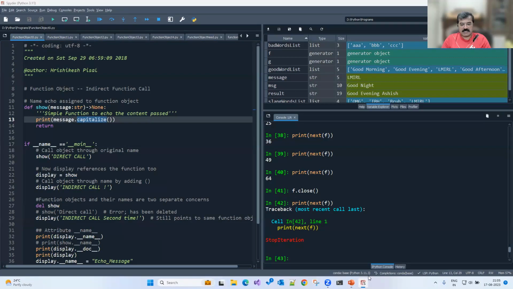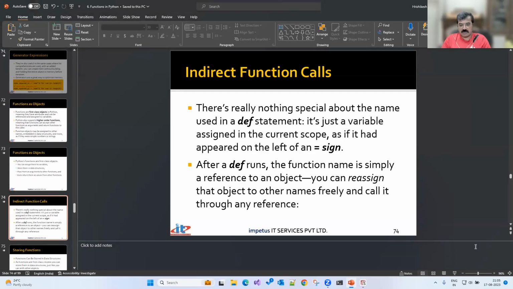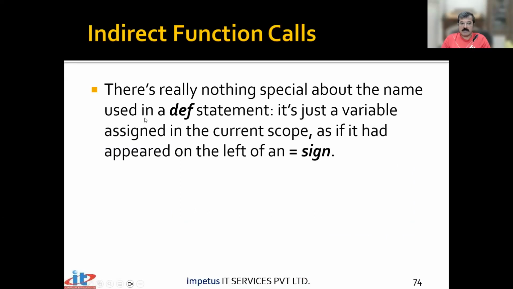the statement called indirect call. Let me come over here first. Let's look at what is an indirect function call. Okay. There's nothing special about the name used in a def statement. So when I say def foo, nothing special. In that case, foo is just a variable assigned to in the current scope, as if it had appeared on the left side of equal to. That means it's as good as saying a function object has been created and it is assigned to a variable called foo. So when I say def foo, def send, def greet, the function names that we give are nothing but variables which are referring to the function object.